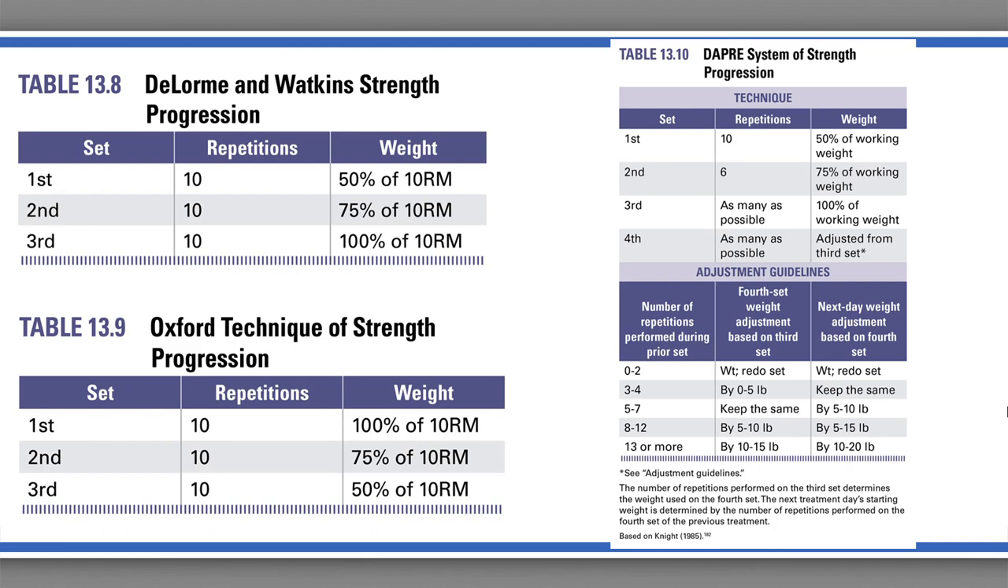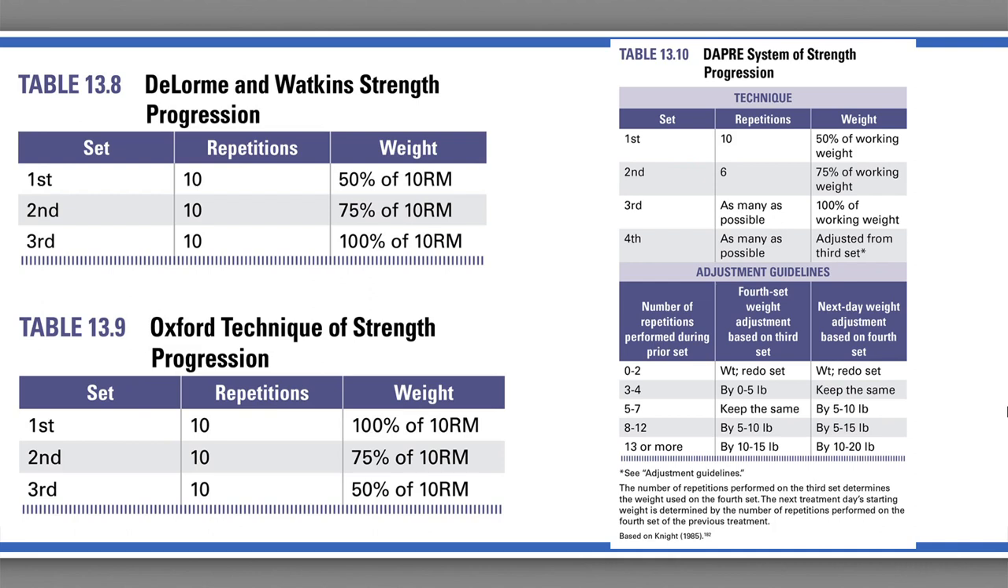So first, if you look at the DeLorme and Watkins strength progression, you can see that they advocate for 3 sets, 10 repetitions, and working first at 50% of one's 10 RM, and then progressing to 75% and 100%.